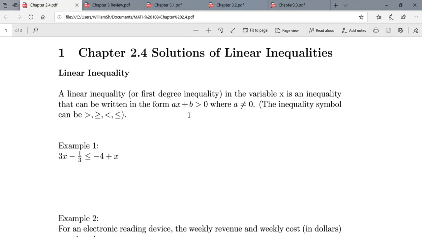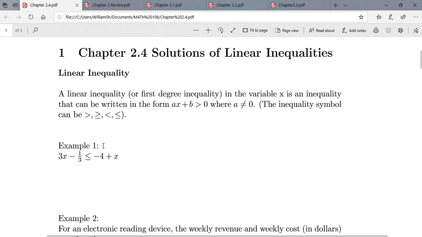Alright class, let's look into chapter 2.4, solutions of linear inequalities. A linear inequality, or first degree inequality, in the variable x is an inequality that can be written in the form ax plus b is greater than 0, where a is not equal to 0, and the inequality symbol can be greater than or equal to, less than, or less than or equal to.